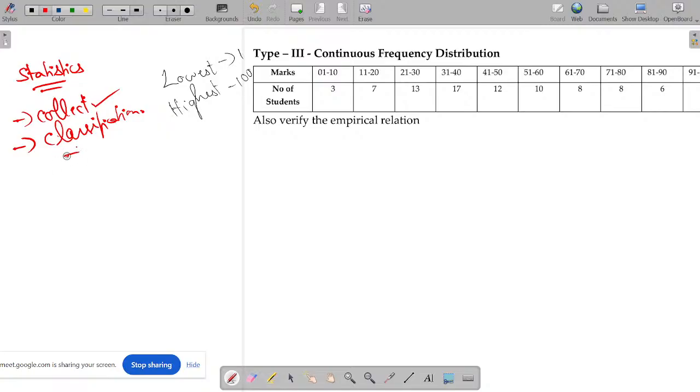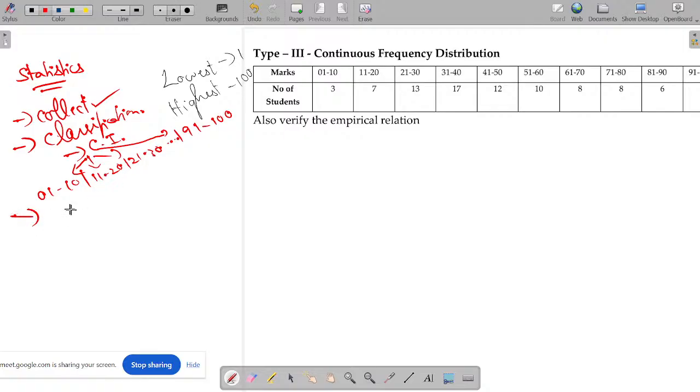So here we have classified in terms of class intervals, right? How are the class intervals spread over here? It starts with 0, 1 to 10, then 11 to 20, then 21 to 30. Likewise, we have till 91 to 100. This is how we have classified. It is quantitative in nature.